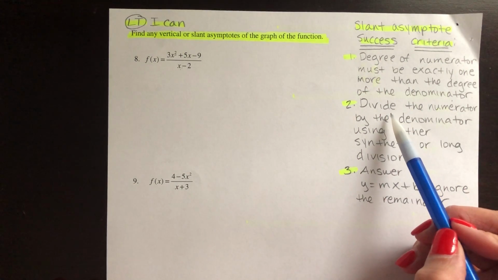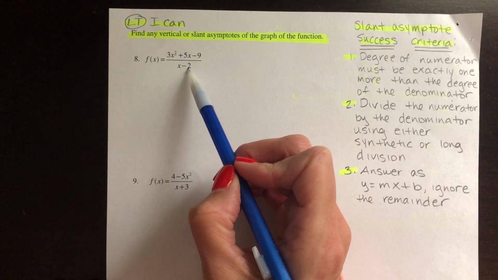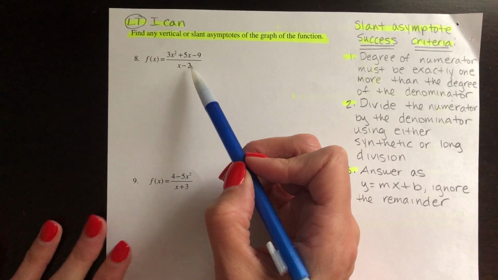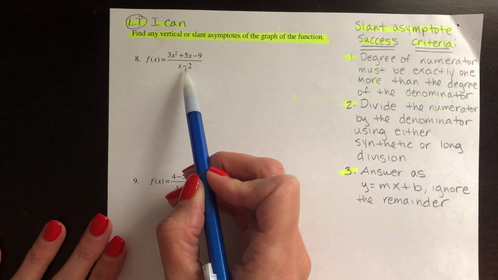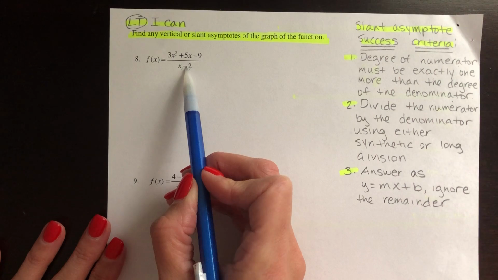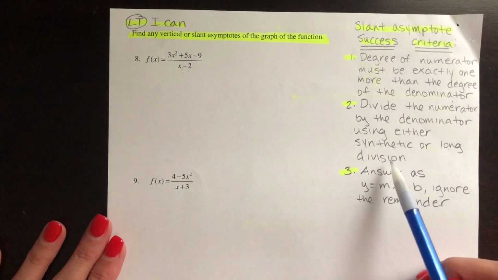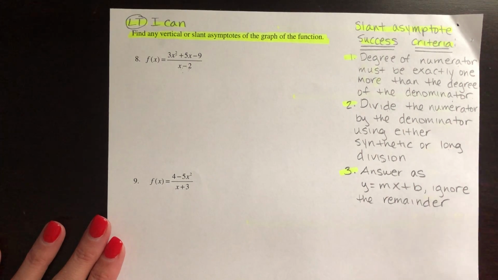And then what we're going to do is divide the numerator by the denominator. And we have two techniques here. If it's in the form x minus k, we can use synthetic division. So this one can use synthetic division, but if not, use your long division. And then that will be your answer. And we'll look at that just in a second.